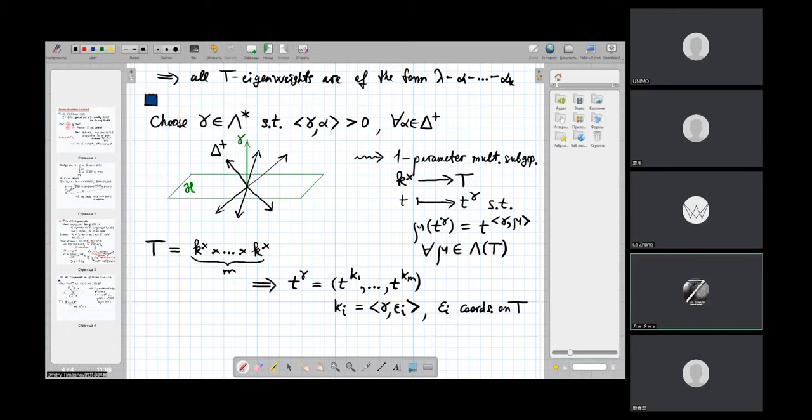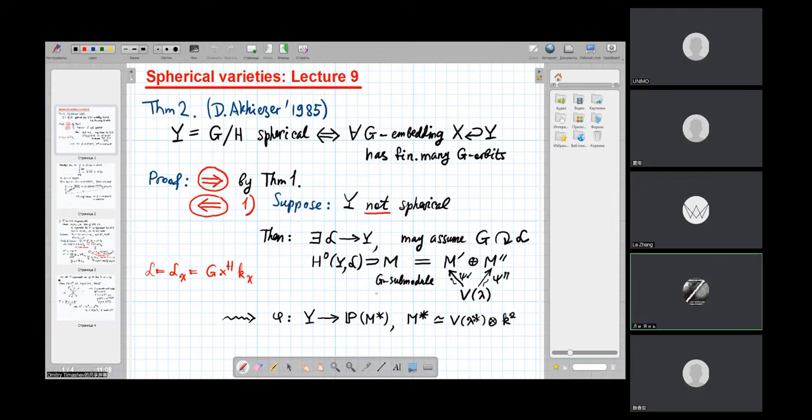So when we talk about the group action on, for example, a line bundle, we often consider a finite covering, so the G prime, right? You mean here? At the very beginning. Yeah. This is the very beginning.